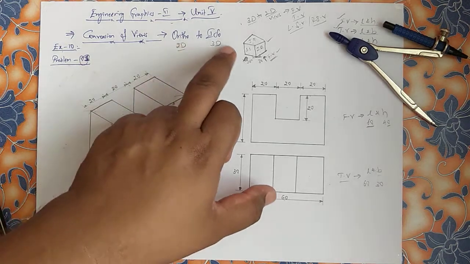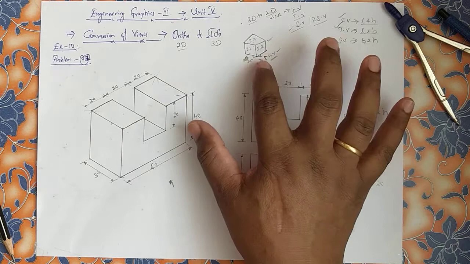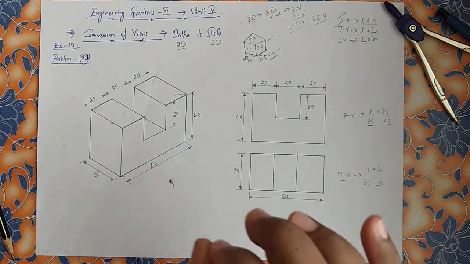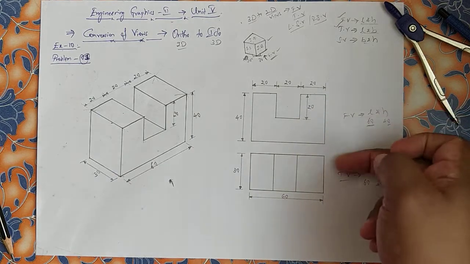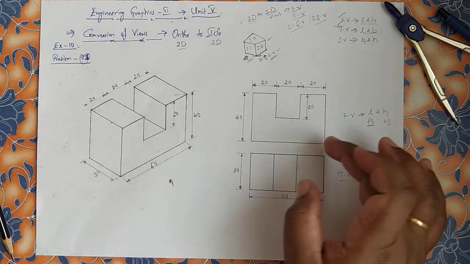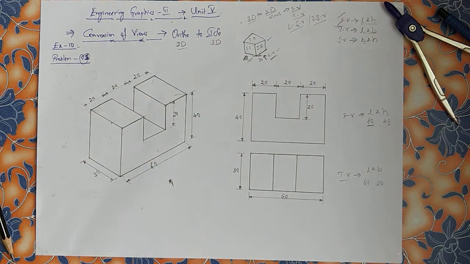Conversion of ortho to iso, 2D to 3D. Hope you all understand this concept of converting with respect to the box method. This box method we have done earlier. There is no new thing. There we drew the front view and top view and converted. Same here we are doing, but these are new looks. That is the only difference.